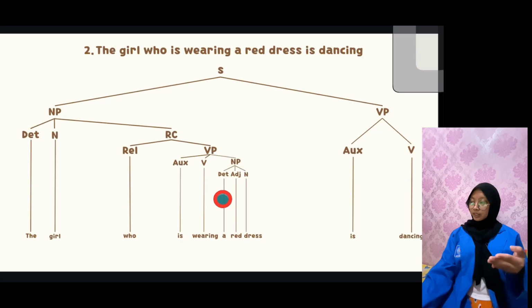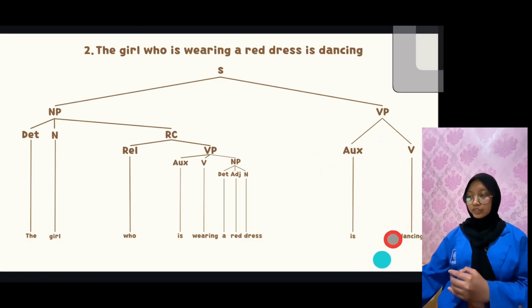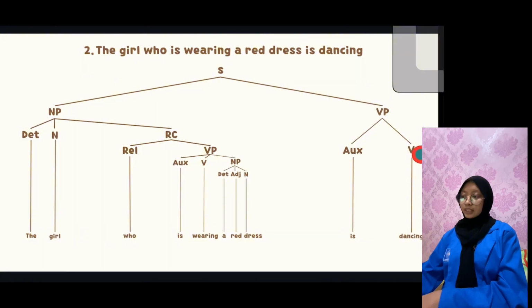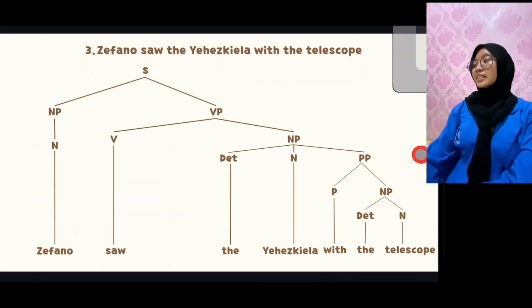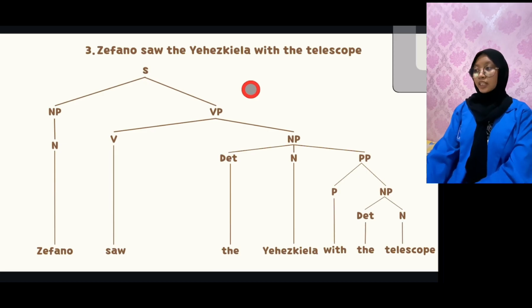is wearing is the verb phrase, okay, and then a red dress is the object of the noun phrase. Next is the verb phrase, which is the remaining clause, is dancing. Is is an auxiliary, and dancing is the verb. The third sentence is Stefano saw the Yehezkiela with the telescope.